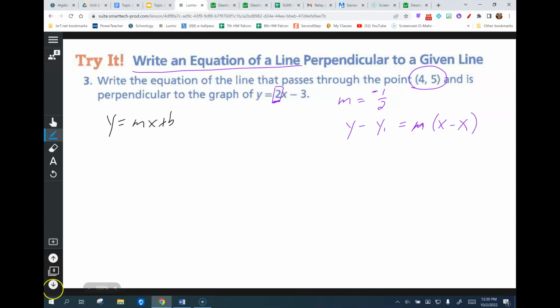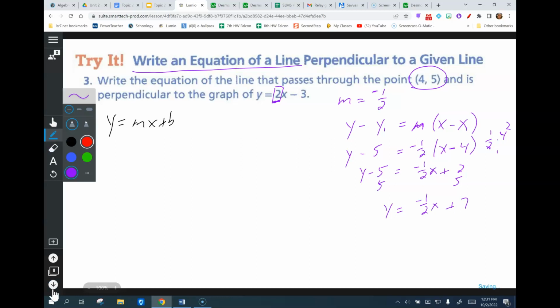So if I plug it into point slope, it's going to be y minus 5 is equal to negative 1/2 times the quantity x minus 4. So I get y minus 5 is equal to negative 1/2 x. And then I have a negative times a negative, so it's going to be plus 1/2 times 4. I can divide out the 2, so I get a 2 there. I'm going to add 5 to both sides, so I get y is equal to negative 1/2 x plus 7.